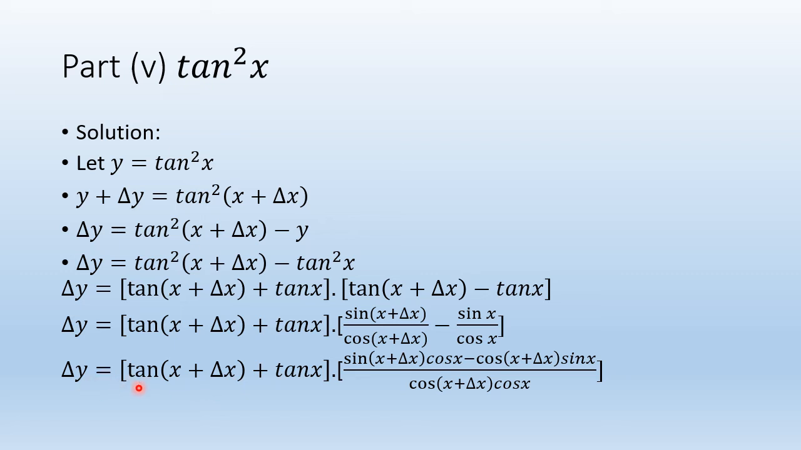So del y is equal to, you can see this expression is unchanged. And what happens here? When we take the LCM, we see the formula of sine alpha cos beta minus cos alpha sine beta. That is the formula of sine of alpha minus beta, where we have this in place of alpha and this in place of beta. So what we are going to get? We are going to get it as sine of alpha minus beta. That is sine of x plus del x minus x.